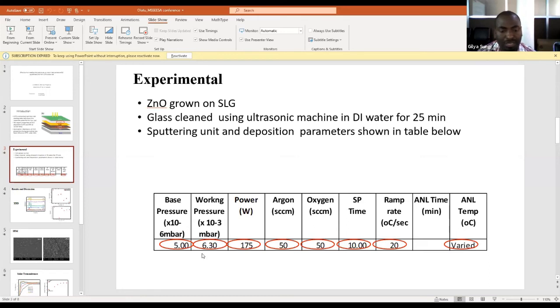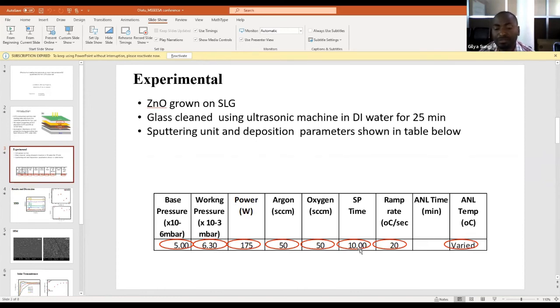The base pressure, working pressure, power is 175 watts, argon flow was 50 sccm, oxygen was 50 sccm. Then we sputtered for 10 minutes. Then we took the sample and annealed it in an RTP machine. The ramping rate of the RTP machine was 20 centigrade per second. That was very, very fast annealing.